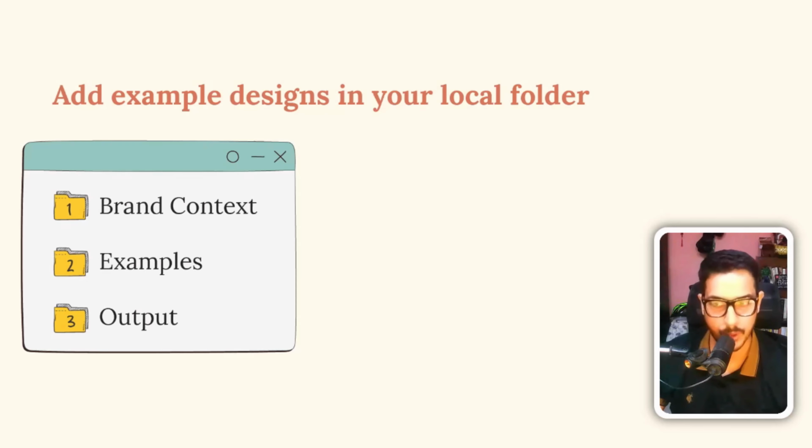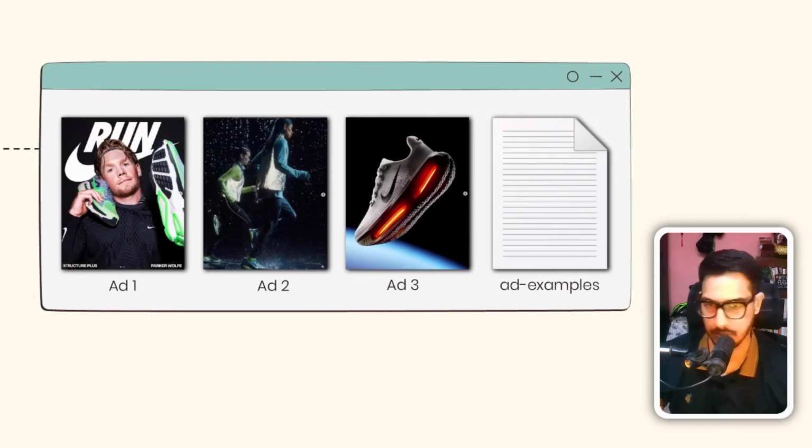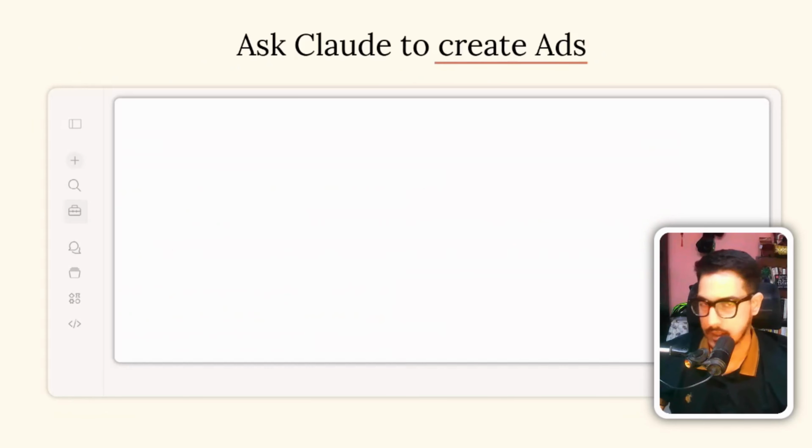Again, you will open the examples folder, and you will go into the ad creative styles subfolder. Over here, you'll see I've added Nike posts and Instagram posts along with the text document, as I explained before. This text document has everything about the ad. So it explains ad 1, ad 2. So this is an athletic shot, this is an action shot, etc. Now let's look at the prompt.